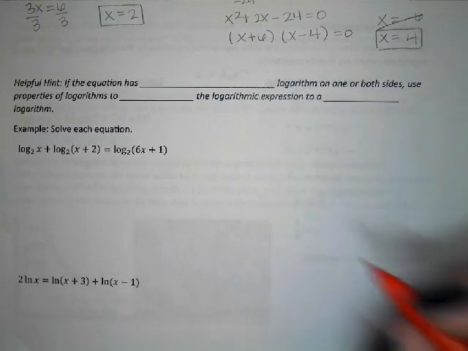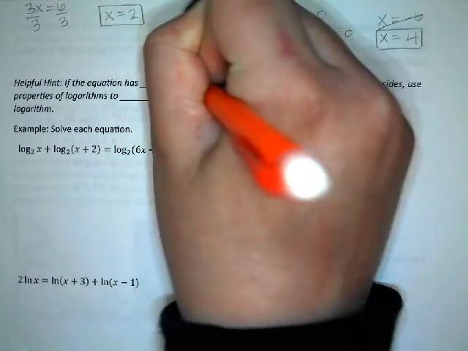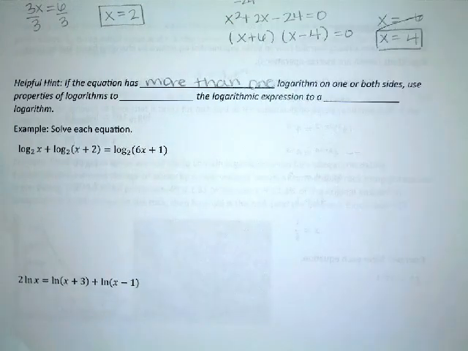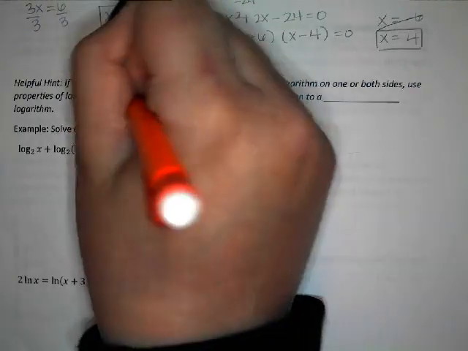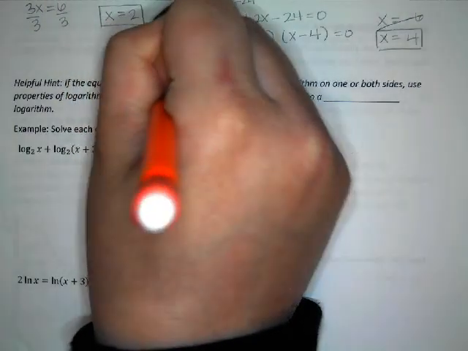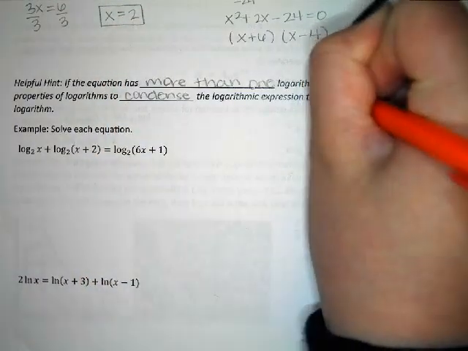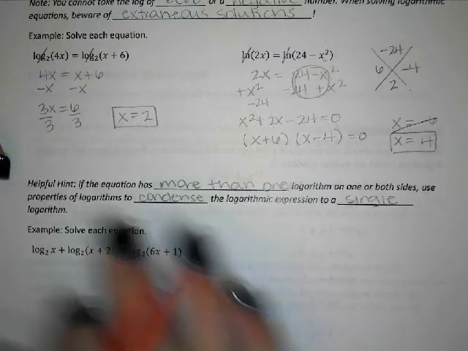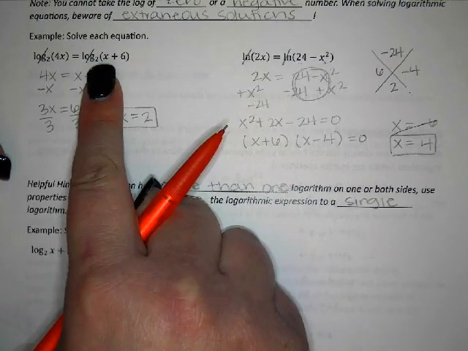It says if the equation has more than one logarithm on one or both sides of the equation, use properties of logs to condense the logarithmic expression to a single logarithm. So if we have multiple logs on the left side or the right side, we want to condense it down so we at most have one log on the left side and one log on the right side. That's all we want to have.